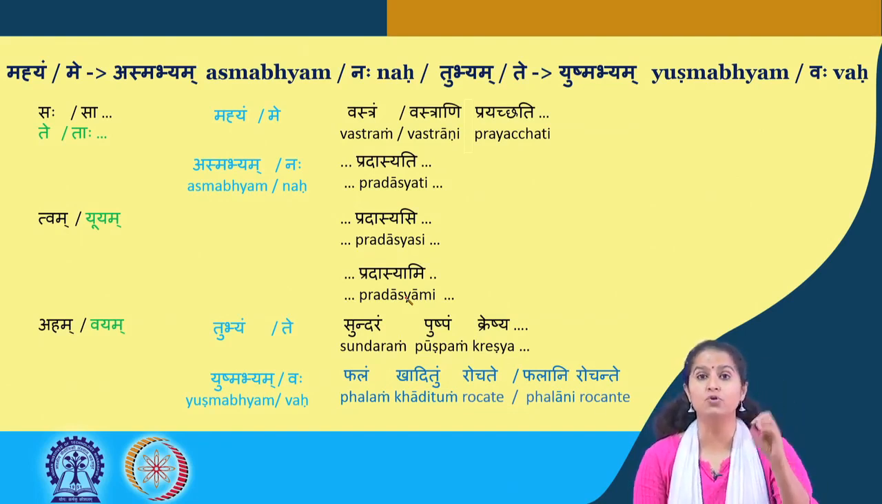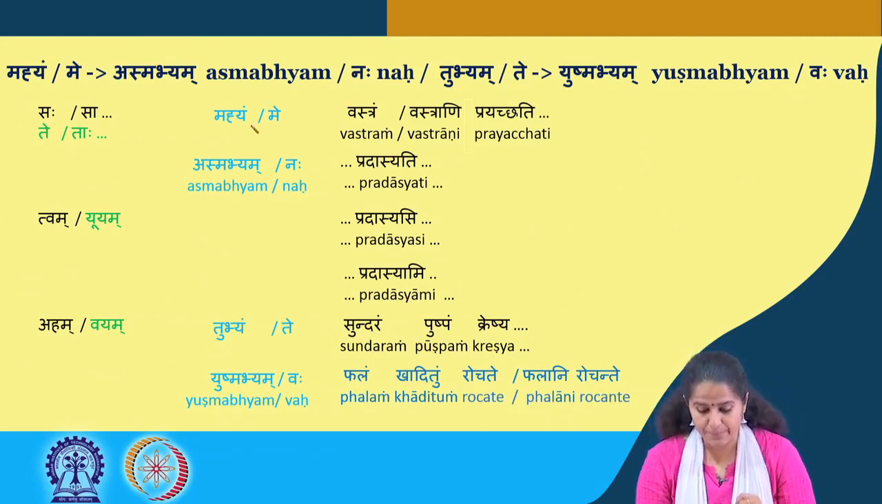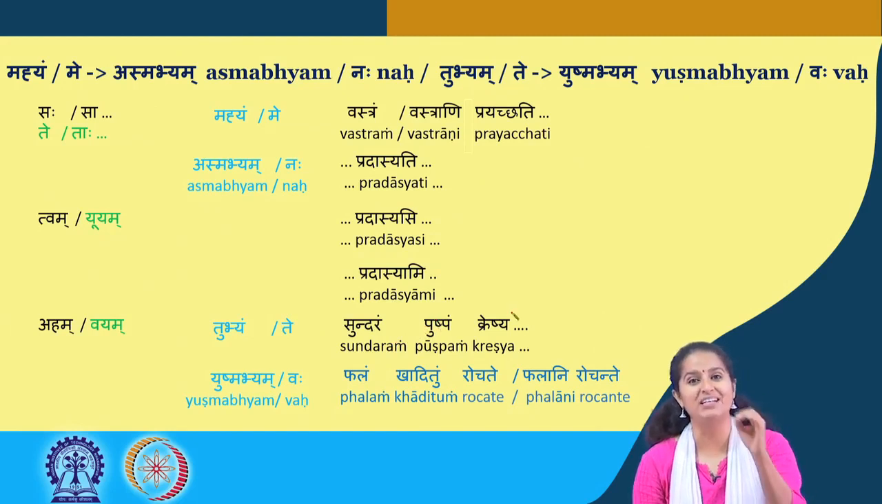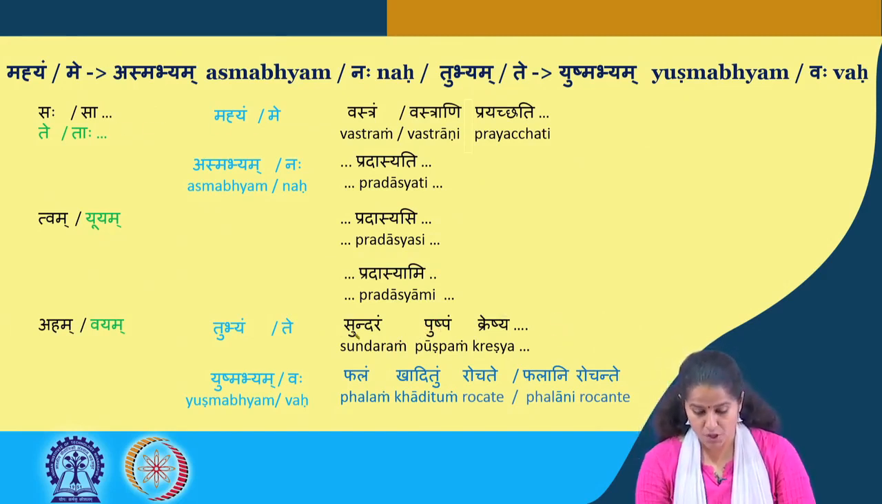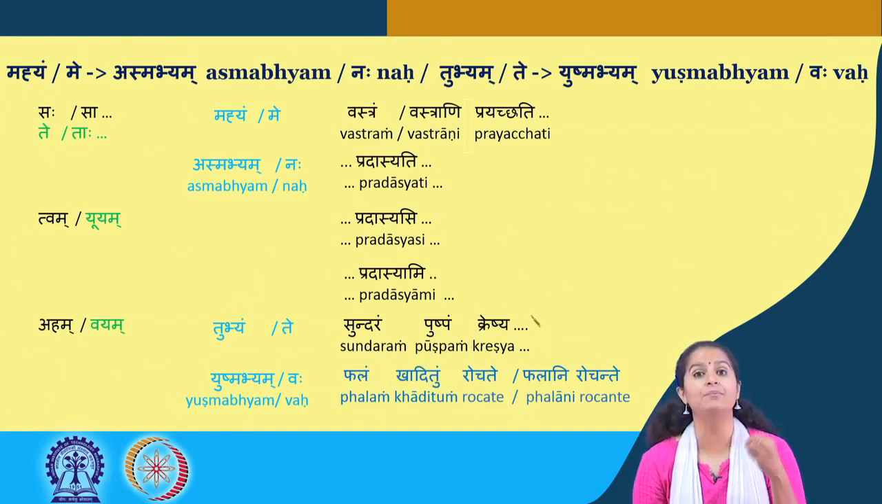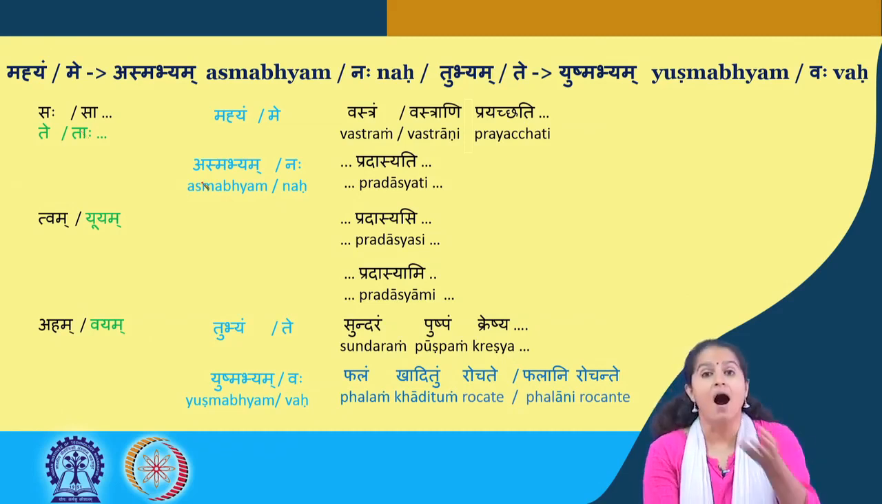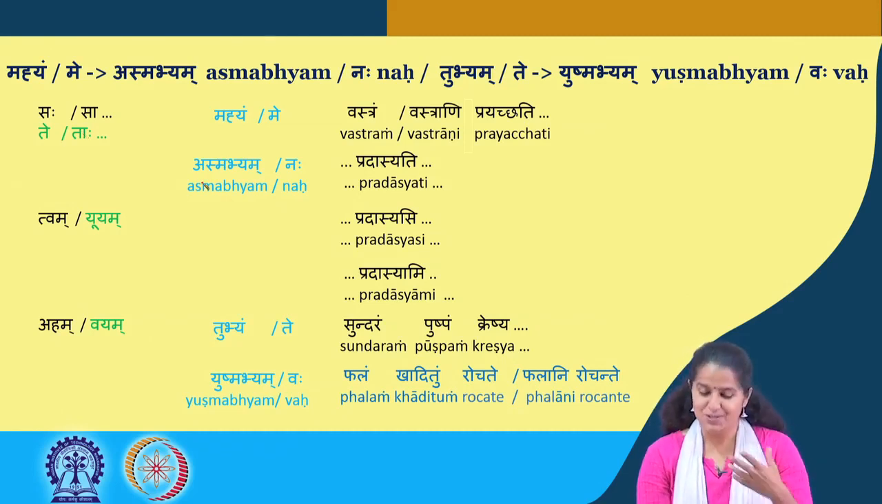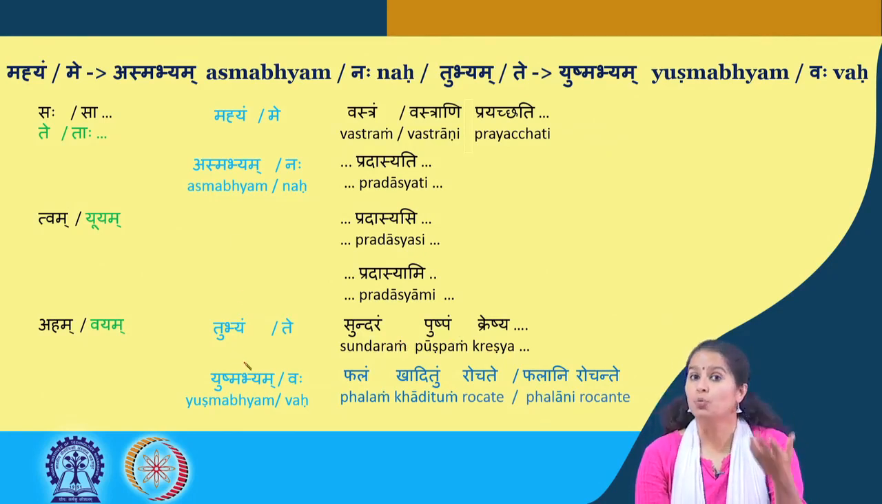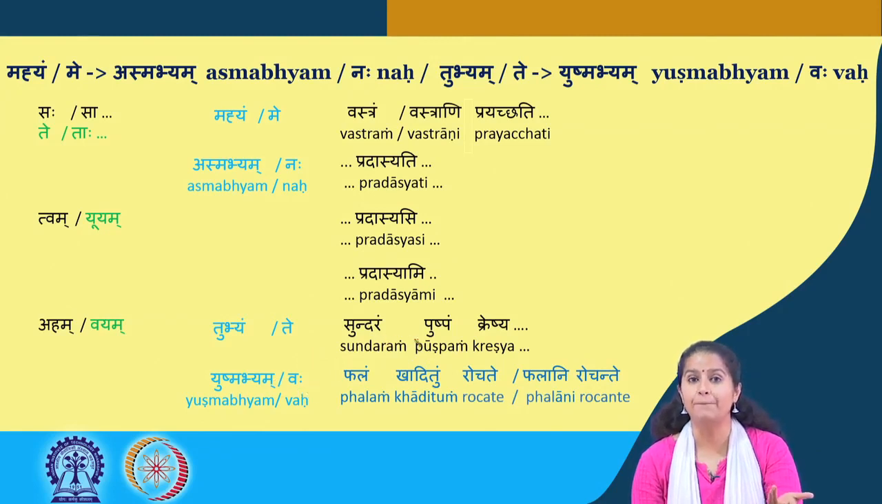Okay, another one. Now the fourth case is also used in the sense of for you. So saha mahyam sundaram pushpam kreshyati. He will buy a beautiful flower for me. And that you can say saha asmabhyam, for us, sundaram pushpam kreshyati. Uttamam. You can do the same with tubhyam sundaram pushpam kreshyati, or yushmabhyam sundaram pushpam kreshyati. Got it?